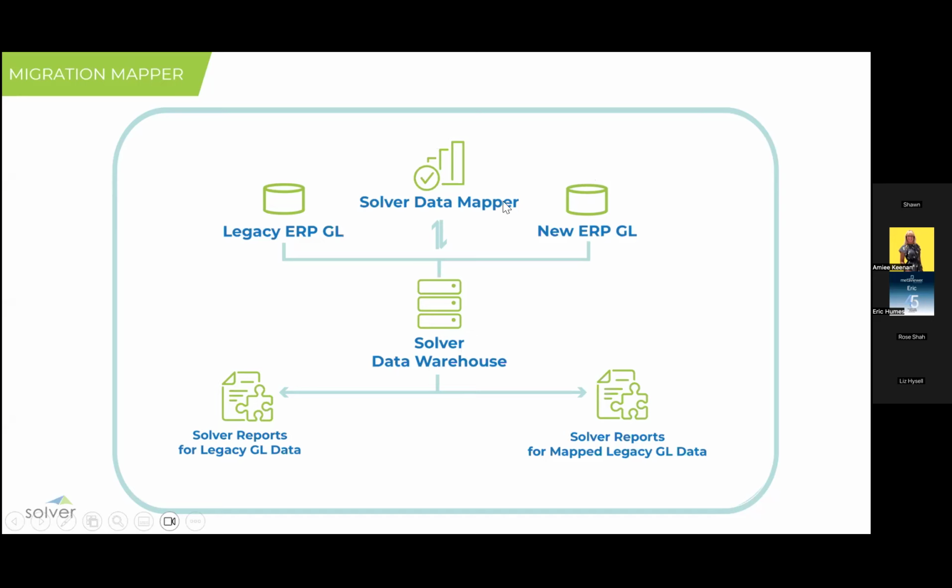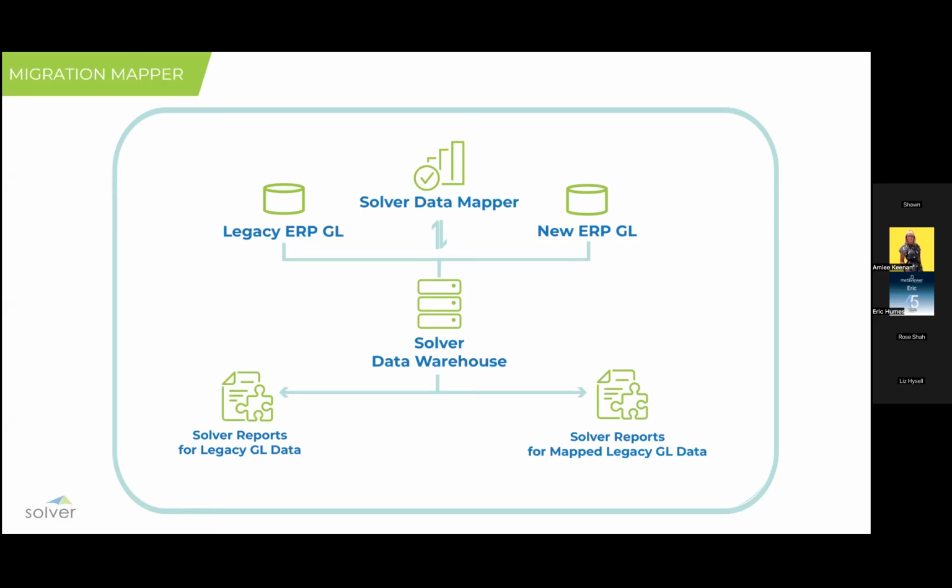Now at the very top center, we've got our Solver data mapper, and that's what's bringing in the data from the two different systems to produce this output that we have here at the bottom. So the two outputs are Solver reports that you can produce for your legacy GL data and structure. And then you've got Solver reports that you can produce with that legacy data remapped to your new ERP GL so we can have that historical data in the new format. So that's really giving you that flexibility to be able to create reports both with your existing ERP as well as the new ERP that you're going to move forward to.